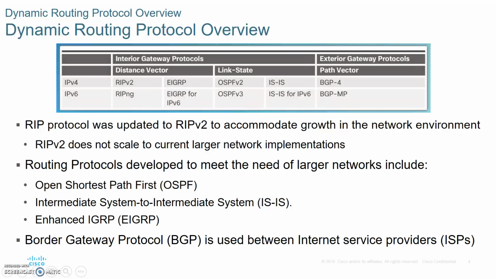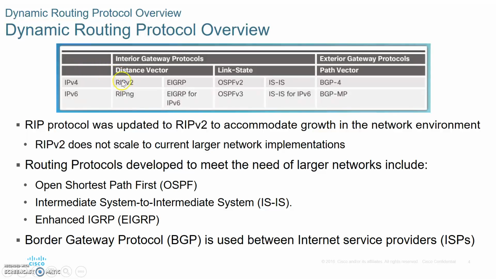Dynamic routing protocol can be broadly divided into interior gateway protocol and exterior gateway protocol. Interior gateway protocol are mainly used within an organization for routing within a company network, and exterior routing protocol are mainly used for routing in a wide area network, normally between the different service provider. Under interior gateway protocol, we can further divide them into distance vector and link state routing protocol.